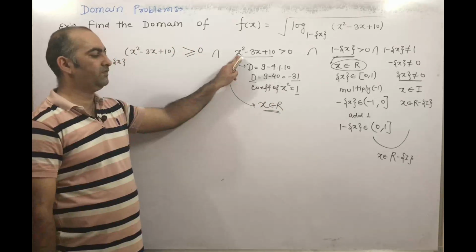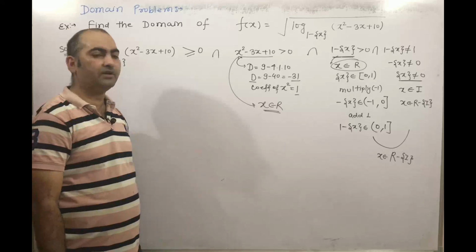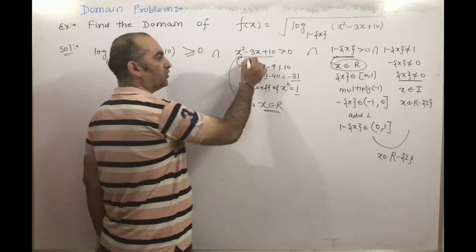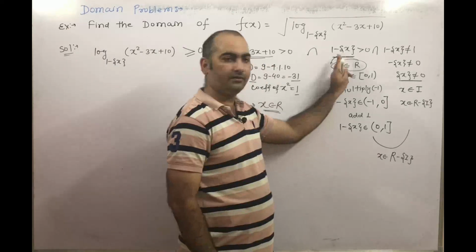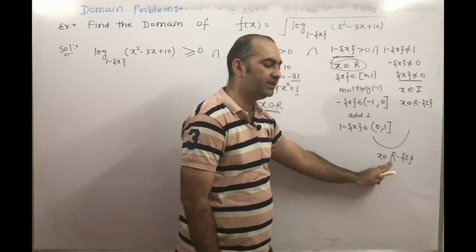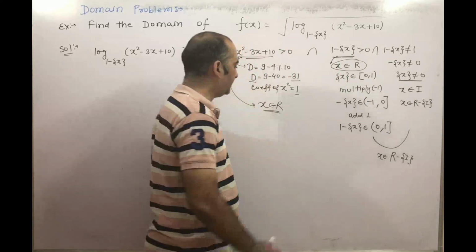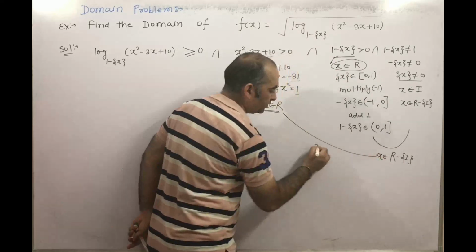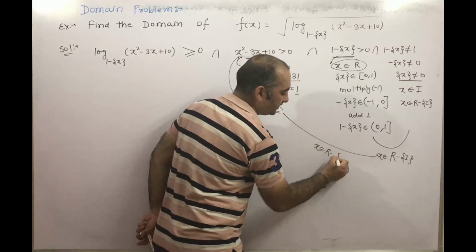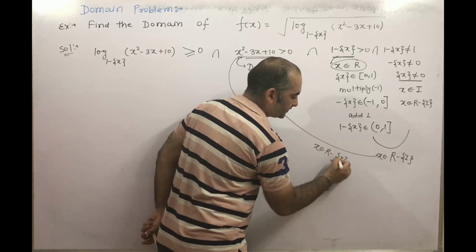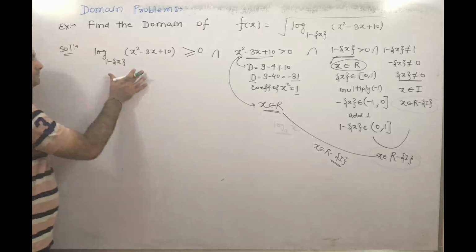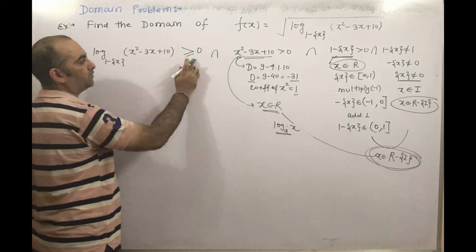So from here we can say that this value is always defined, and this one is defined. These two are defined if x belongs to real numbers minus integer. So if I take the intersection between these two, x belongs to real numbers minus integer. Now the only thing we have to check is this one. This one we want greater than or equal to 0.